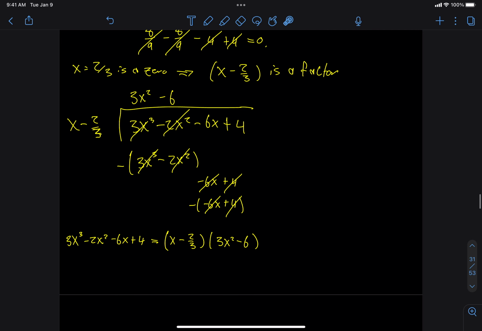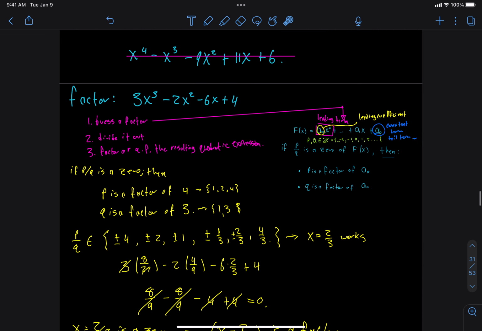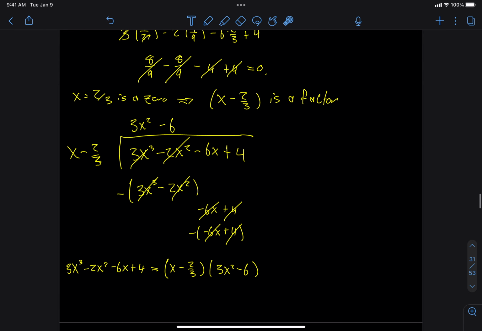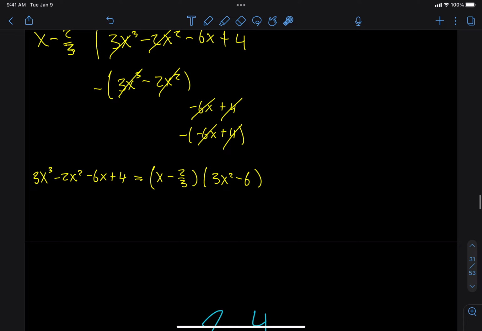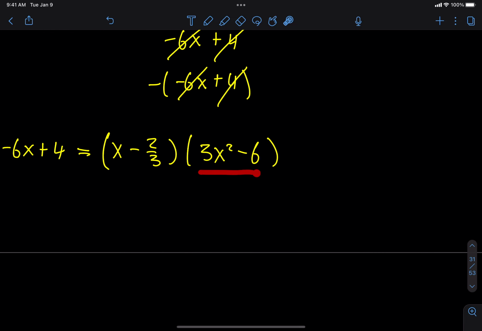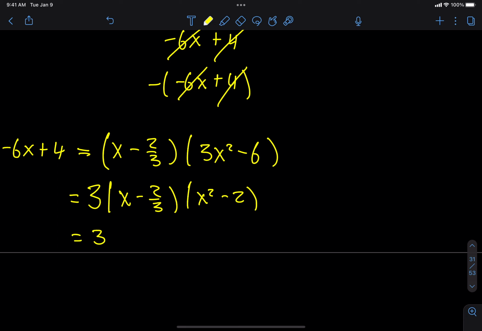Okay, so I'm not quite done yet because my goal was to completely factor this thing, but it's not completely factored yet. I can do a little more factoring. I can factor this, right? I can write this as x minus 2/3. I can take a 3 out, so 3 out front, and then I'm left with x squared minus 2, right? So I can factor it a little bit more. 3 times x minus 2/3, and this is a difference of two numbers. So its factors are going to be x minus the square root of 2 and x plus the square root of 2. Okay?